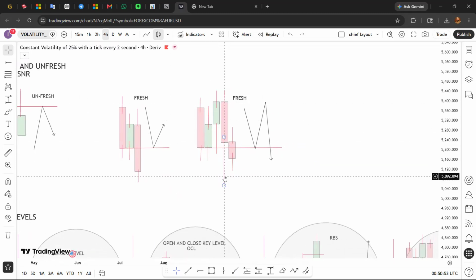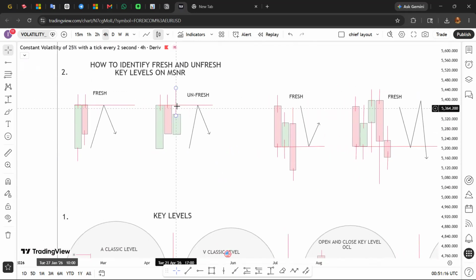This is another illustration. This is a support that was used once. When this candle came to use this support, it was unfresh. This other candle wicked it, and it became unfresh. But when this candle closed in between that zone, it became what? Fresh again. So that's why you see me label it fresh, fresh. So this is the only unfresh level that we have here.